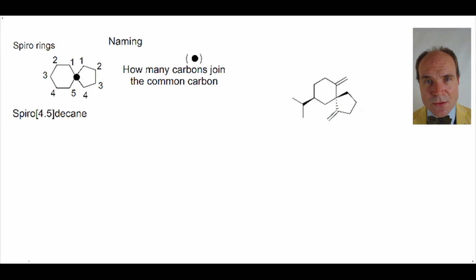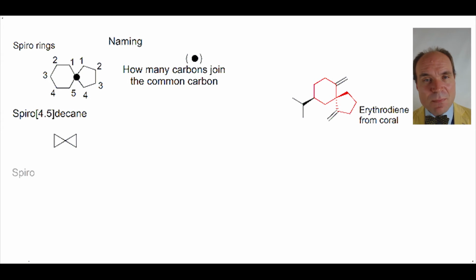This molecule is called Erythrodiene, and it's found in coral. But if you look carefully at the Erythrodiene molecule, you're going to find the Spiro 4,5-decane ring structure. What about another example? Well, this is slightly simpler, but we're still going to look for that common carbon. Here it is.